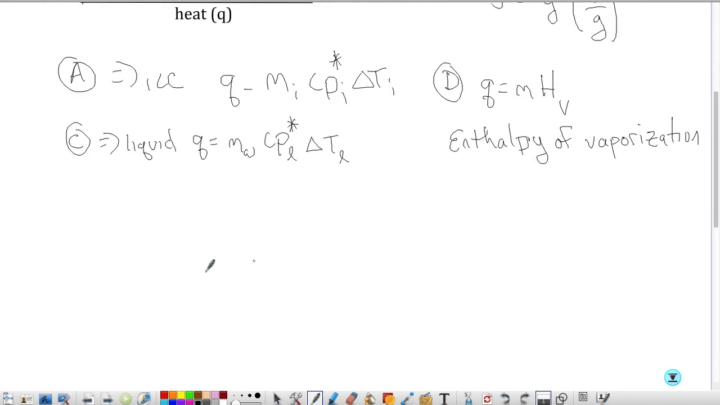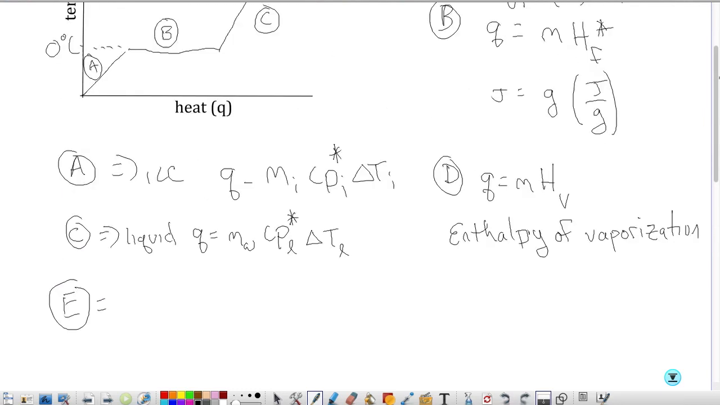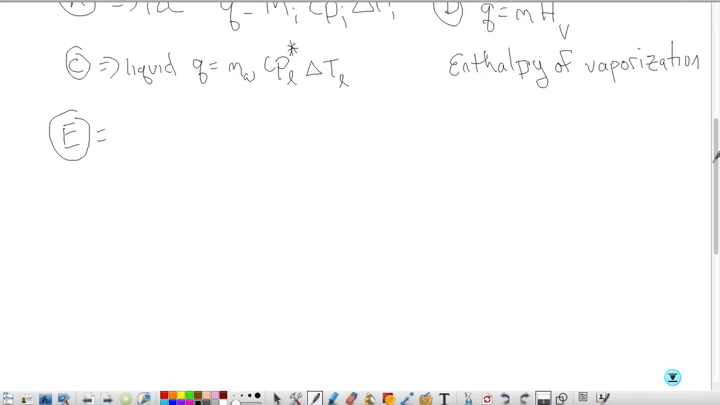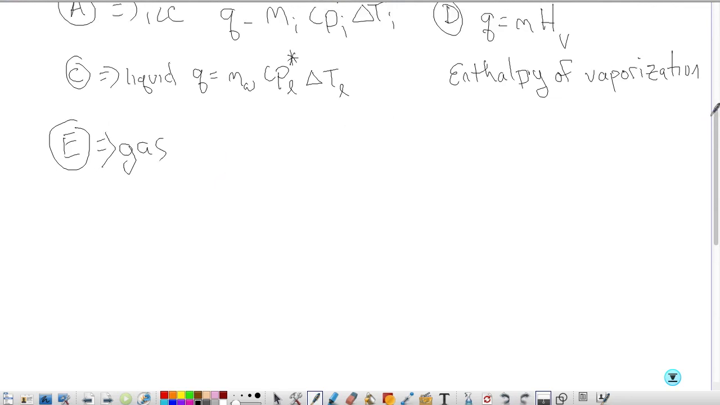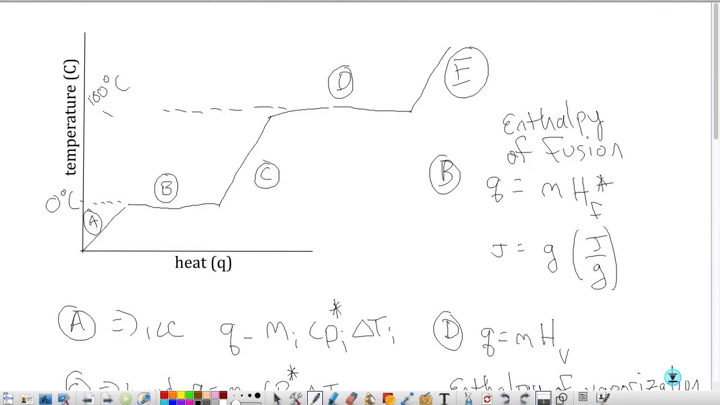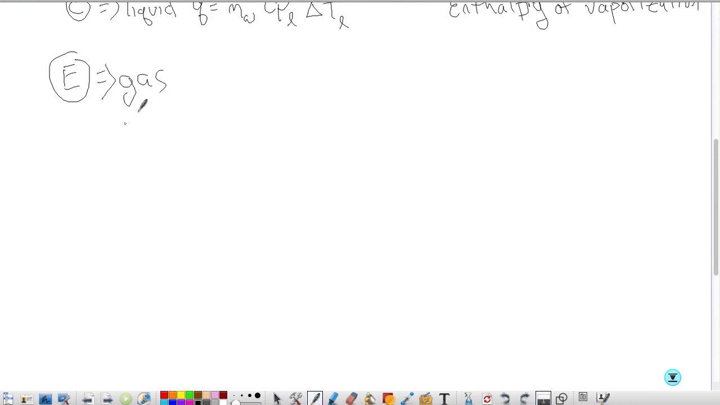And then we're back to E. In E, we have steam, or gas. And we're back to a region where we add energy, and we get a corresponding change in temperature. So we're back to Q equals mass of the sample times Cp of the gas. Remember, this is a different value. Notice that I'm highlighting this. This is very, very important. Times the change in temperature of the gas.